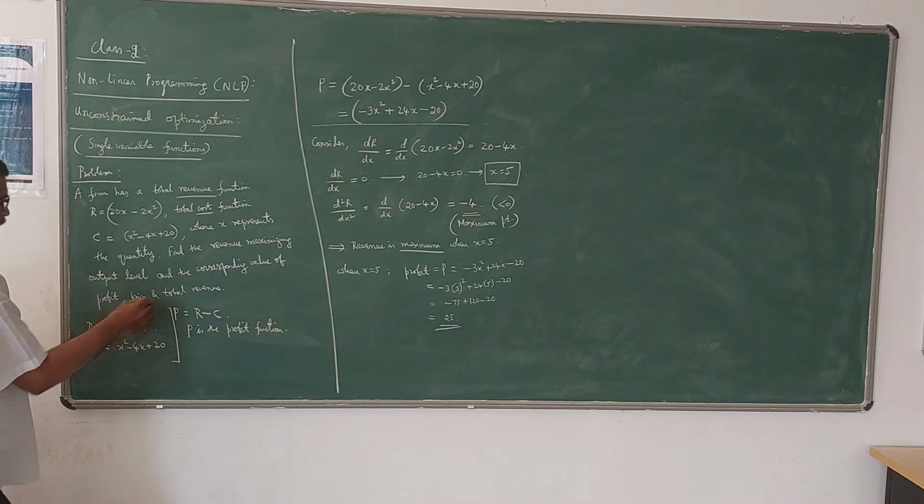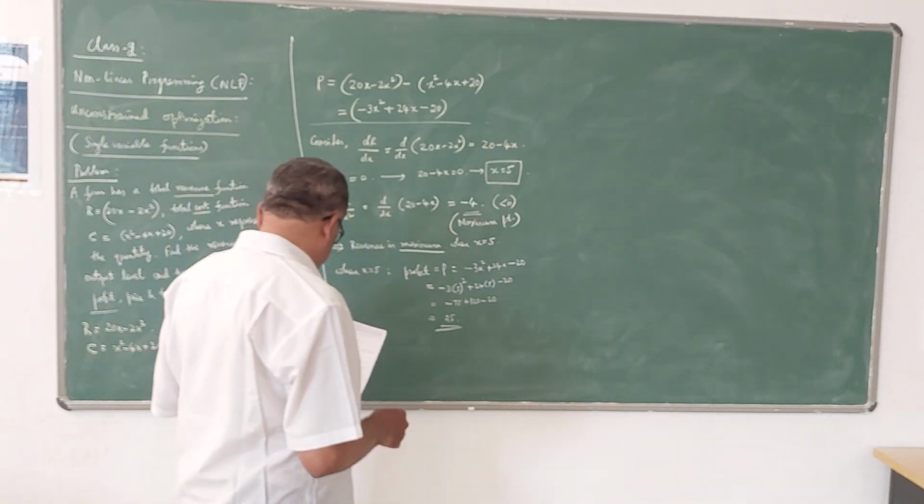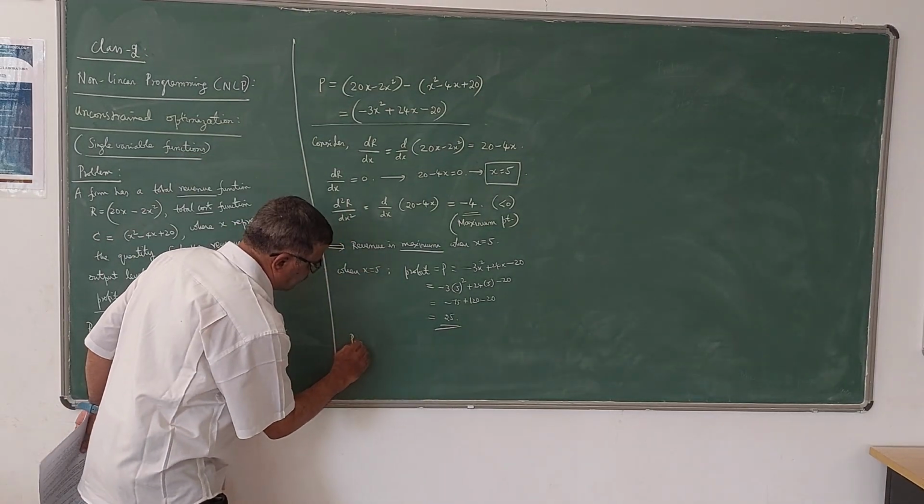Now we have got the corresponding value of profit. Next, what is the price of the product? Price we have to find. Price of each product.